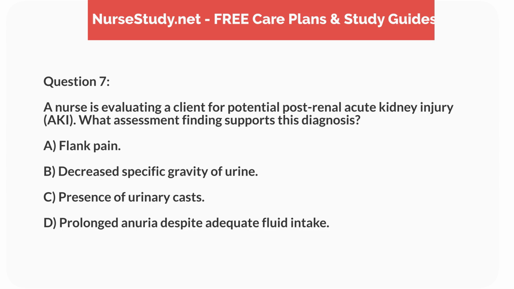Question 7. A nurse is evaluating a client for potential postrenal acute kidney injury, AKI. What assessment finding supports this diagnosis? A. Flank pain. B. Decreased specific gravity of urine. C. Presence of urinary casts. D. Prolonged anuria despite adequate fluid intake.